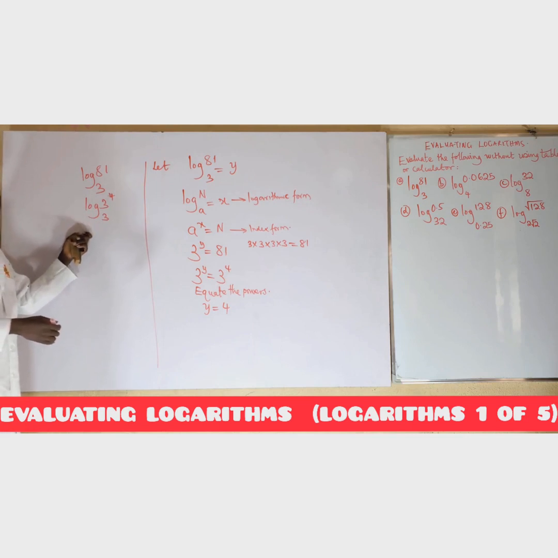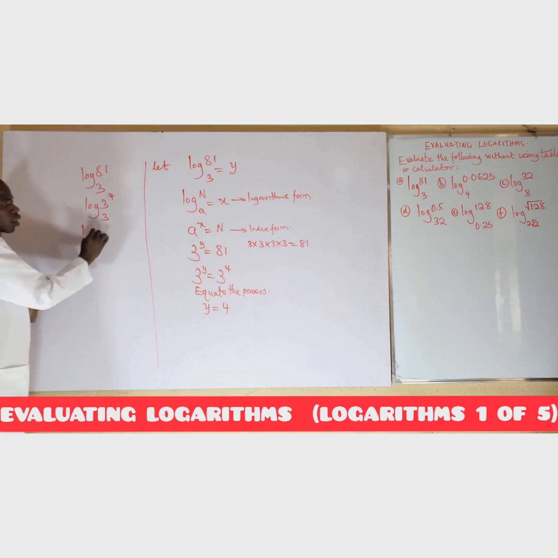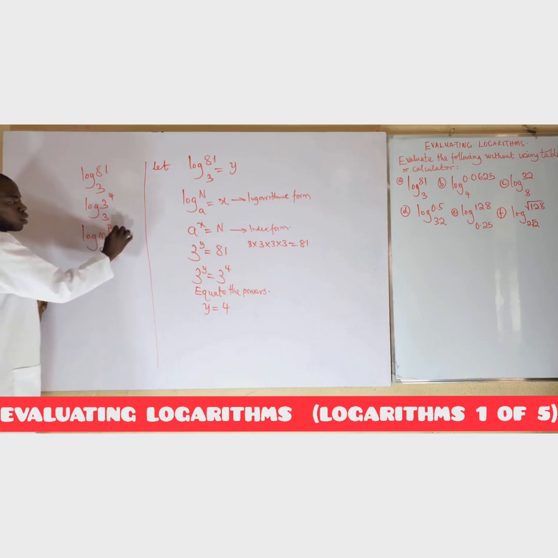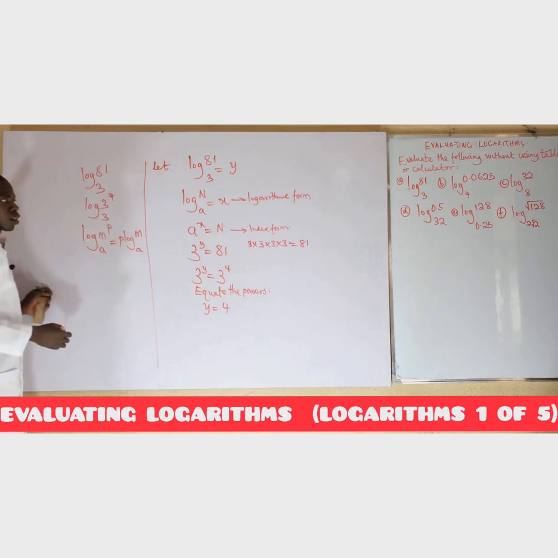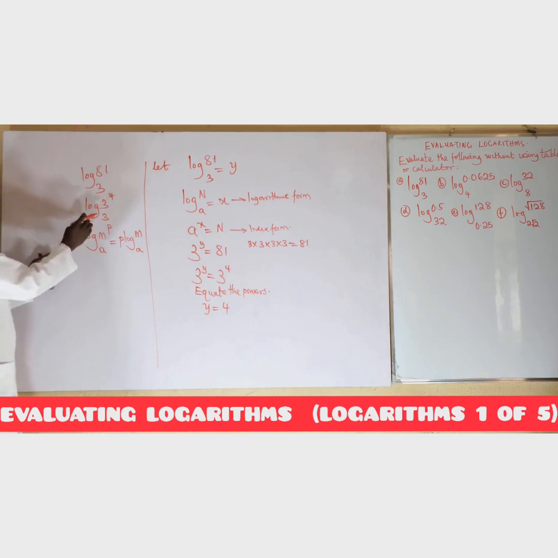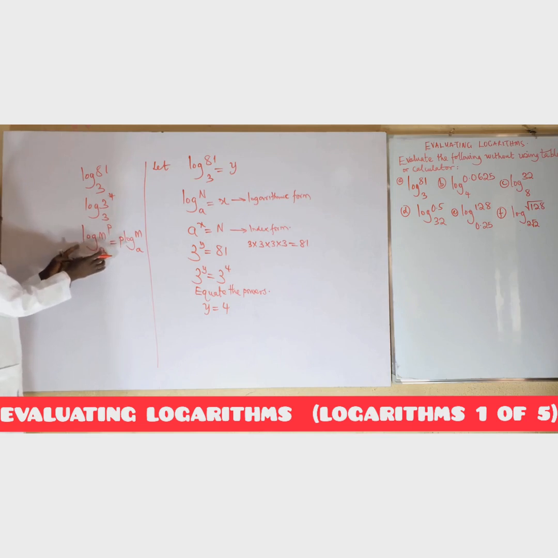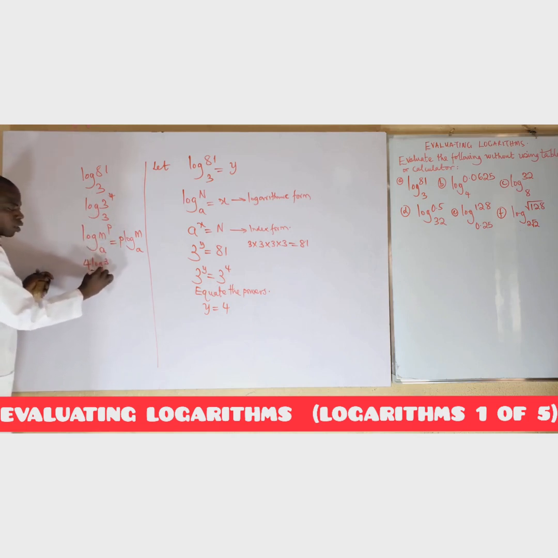Then from here, how am I going to solve this? Now, there is one of the laws of logarithm that says that when you have log m raised to power p base a, this equals p log m base a. That means if I have this number as it is now, this is p log m base a. That is when you have log m raised to power p base a. So I can relate what I have here with what I have in this place. And in so doing, I'm going to have 4 log 3 base 3.